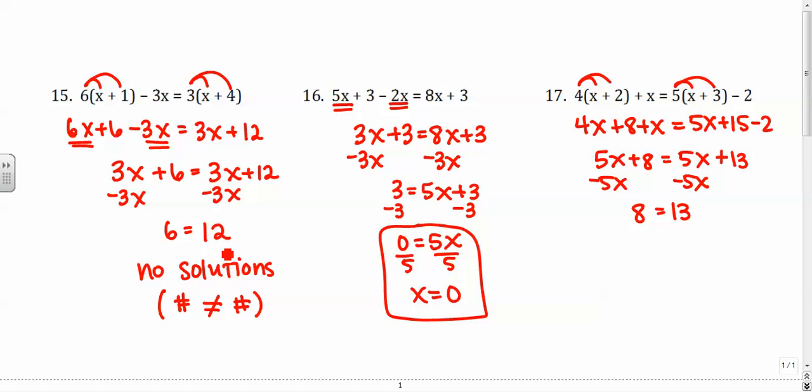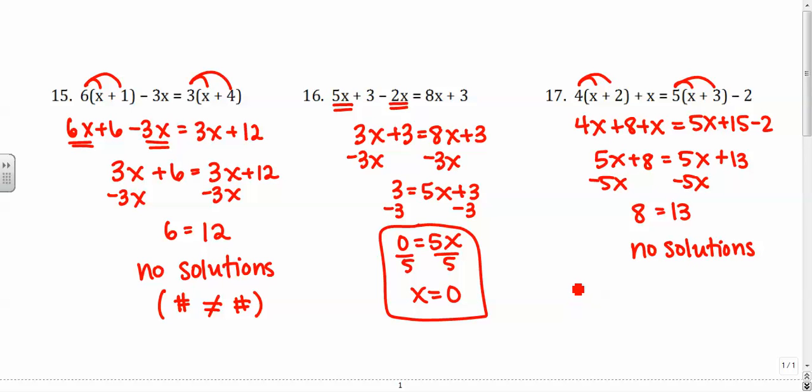So we're right back to just like we had in number 15. Okay, the variables have dropped out. I've got two numbers that are different. So again, no solutions to this equation. So what does it look like when we have infinite solutions? Because it's very similar to that.